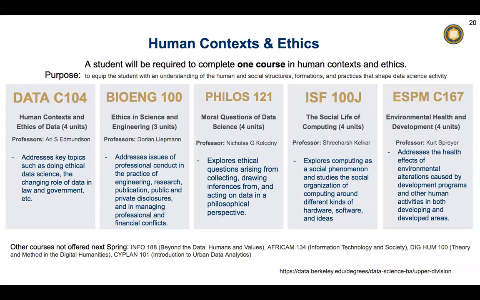And for the human context and ethics requirement, a student will be required to complete 1 course. Next semester, the classes that are offered are Data C104, Bioengineering 100, Philosophy 121, ISF 100J, and ESPM C167. Some other courses not offered next spring are Info 188, African American Studies 134, Digital Humanities 100, and City Planning 101.